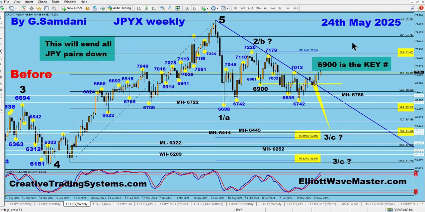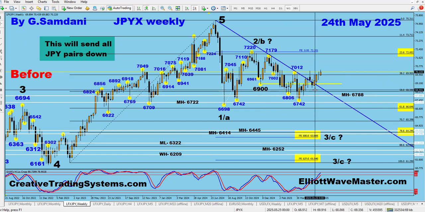Now, this one, I made the chart saying that if we stay below this, it would send all yen pairs to the downside, if we stay below 69 and the trendline. But we didn't, and we started to go to the upside. So this thing is invalid for now. Let's see what happened. Right now we are at 70.12 and we are now doing 70.22.